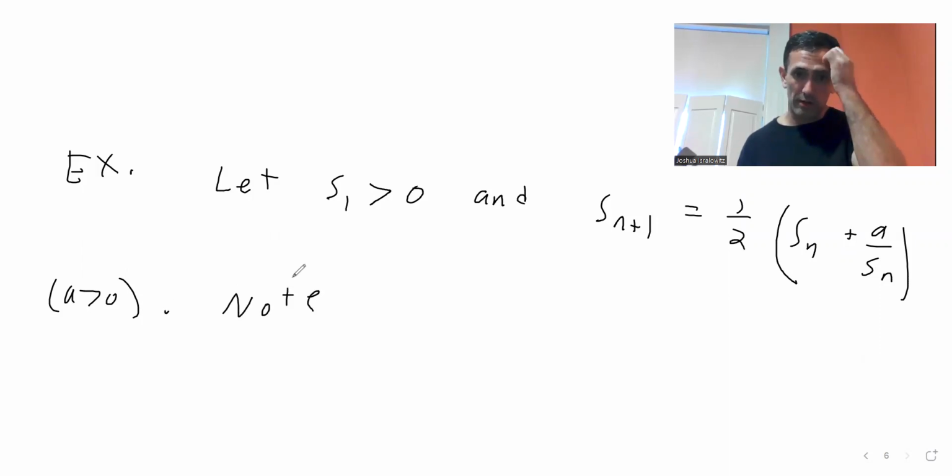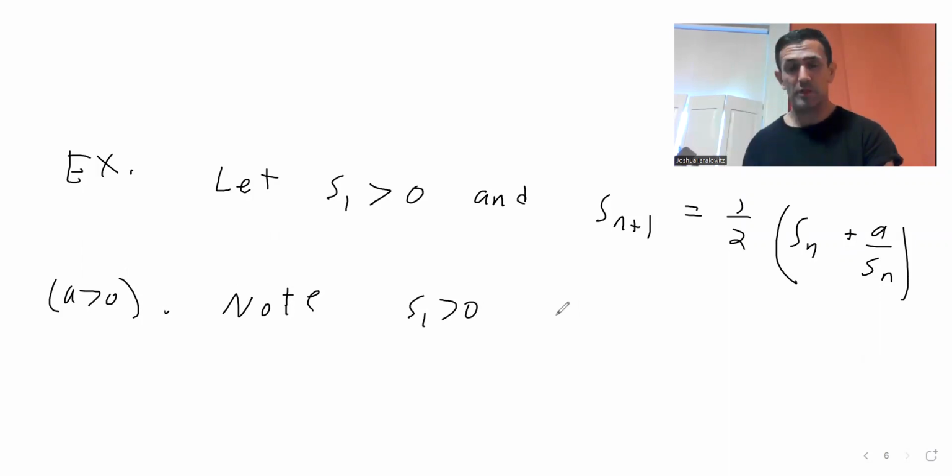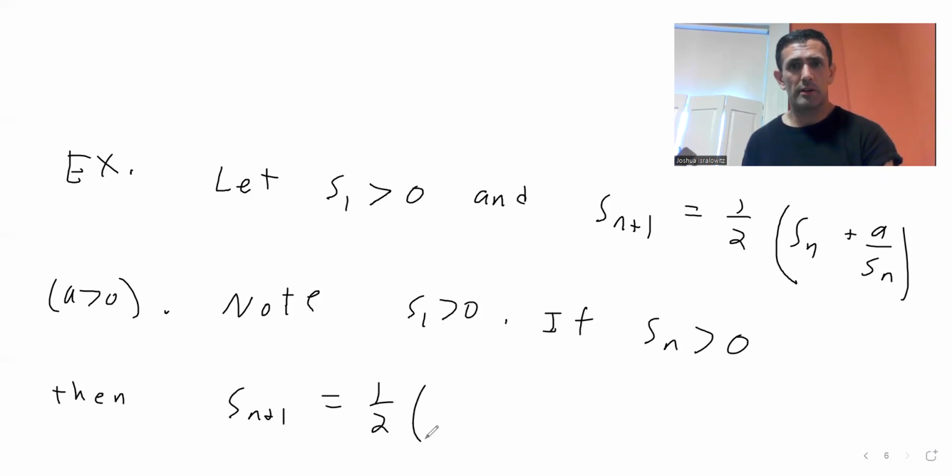So just a note here. I don't know if it's even worthy of proving, but I guess. S1 is positive. So I claim that Sn for any n is also positive. Well, it's true for one. It's kind of trivial, but if Sn is positive, A is positive, so Sn plus 1 is just adding two positive numbers times a half. Everything is positive here. So, okay.